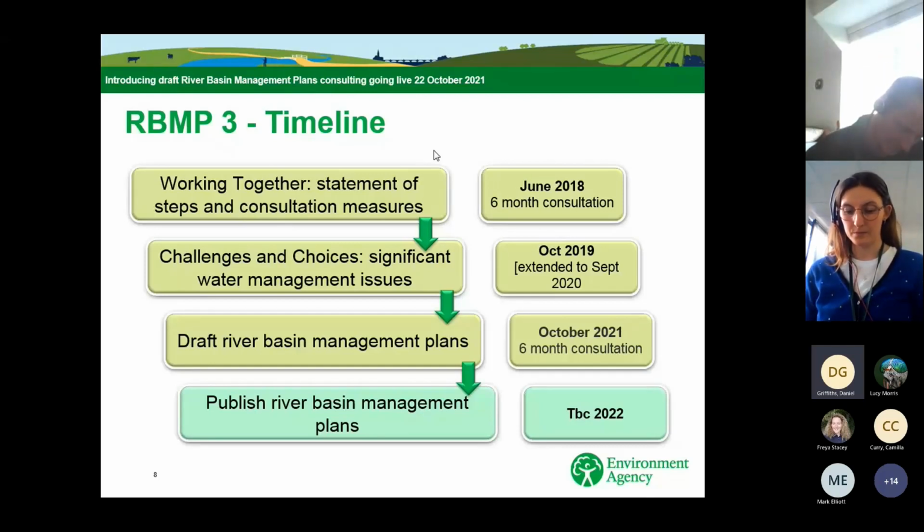The next consultation was Challenges and Choices, which is something we put a lot of effort into, certainly in this area. That looked at identifying key environmental challenges and how to overcome those problems. It ran for a year in the end, from October 2019 to September 2020. That was hit obviously by the outbreak of COVID, but it was one of the biggest environmental consultations we've done, with 607 responses nationally. The current state of play is we're looking at the draft River Basin Management Plan with a view to releasing the final document towards the end of 2022.